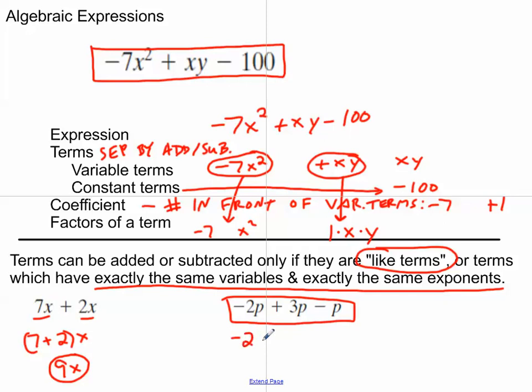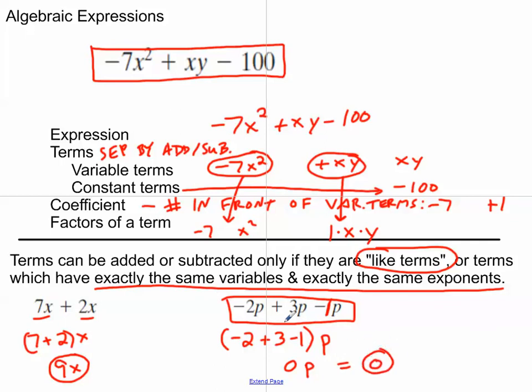So if we add these up, it'd be minus 2 plus 3 minus 1. Again, there's an unwritten 1 here because there's no number written in front of that variable. So the coefficient, the number in front of that p variable, is 1. So those are the coefficients that we add up. Negative 2 plus 3 is positive 1. Minus 1 is 0. 0p, and that's equal to simply 0.